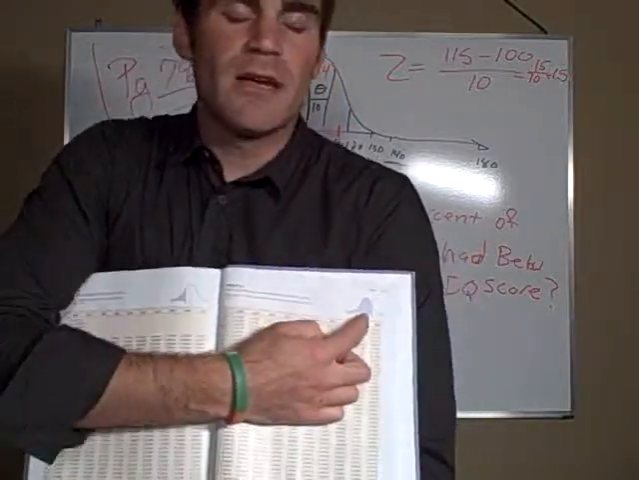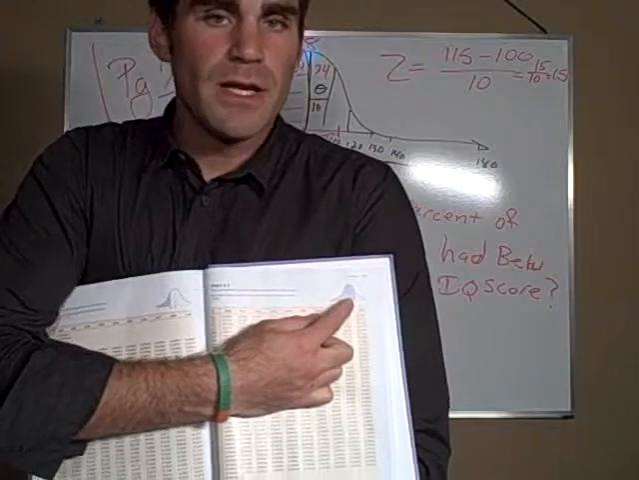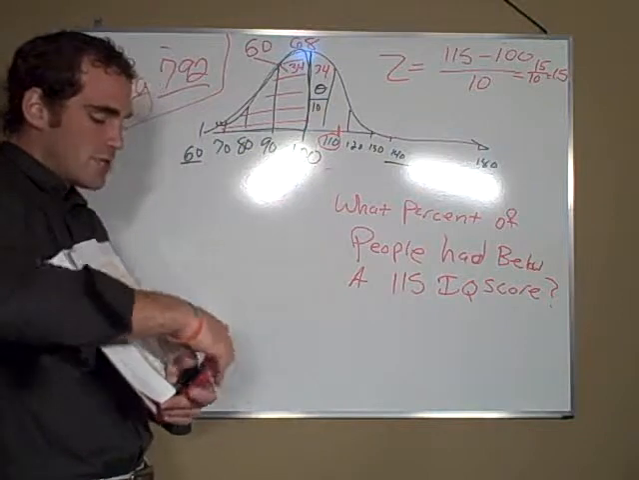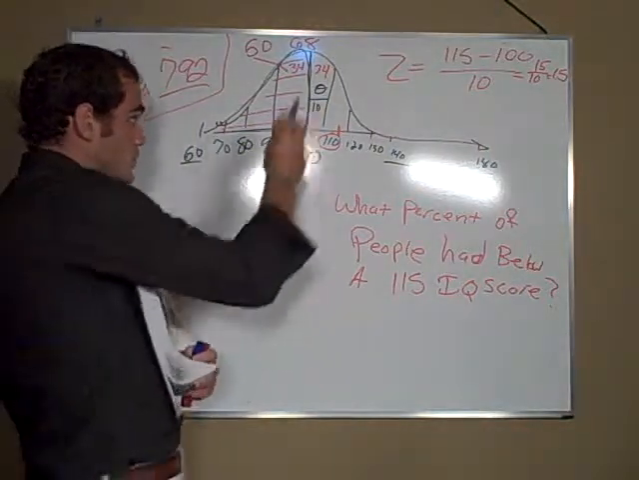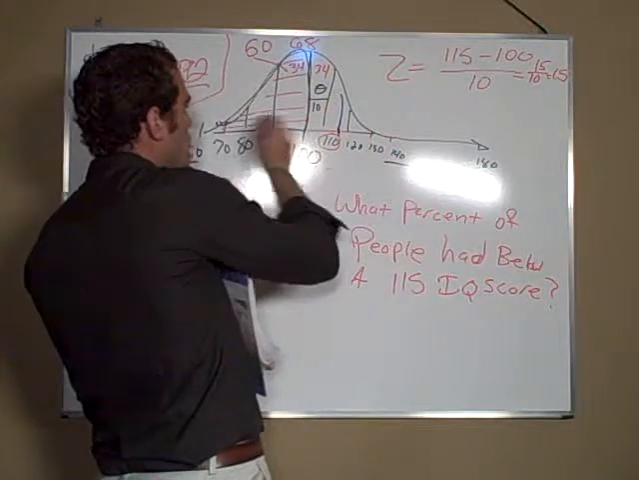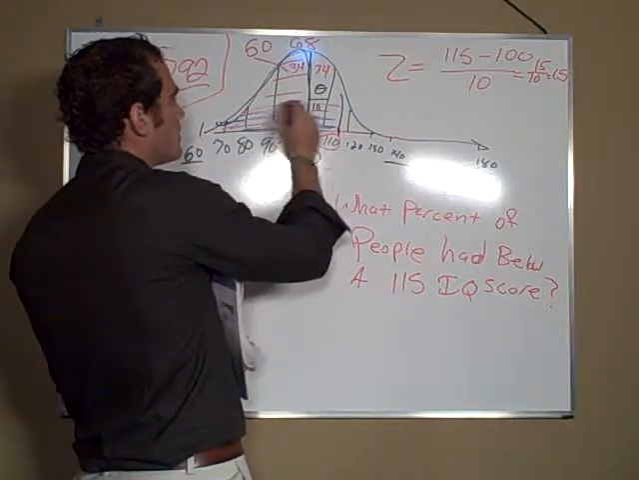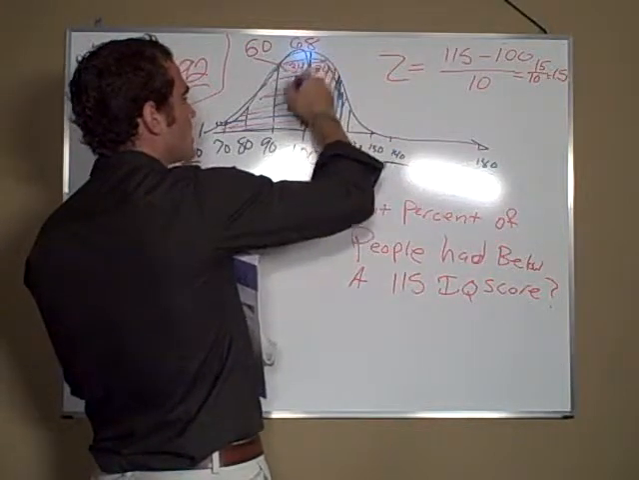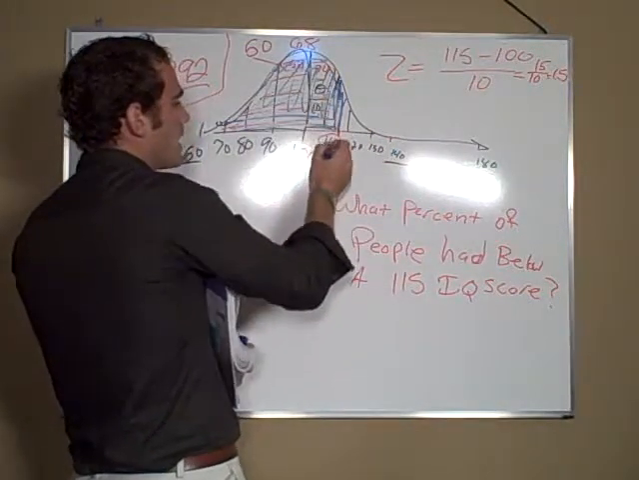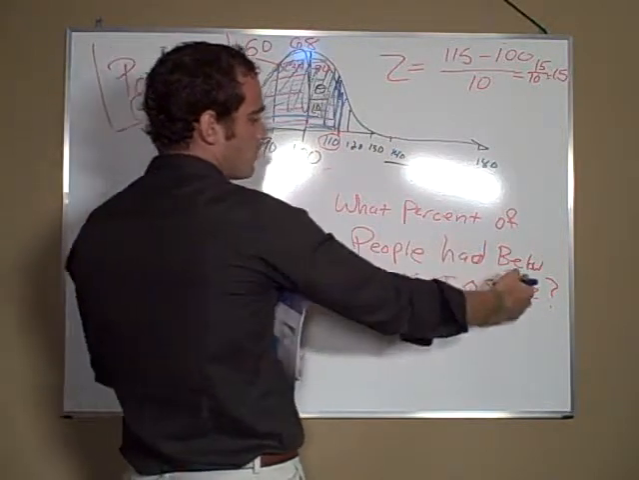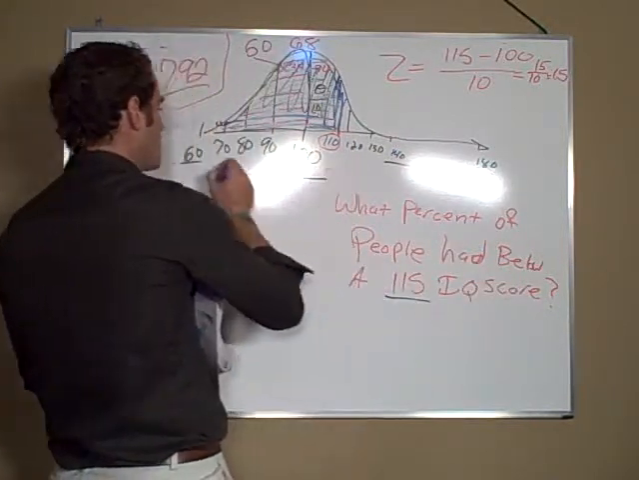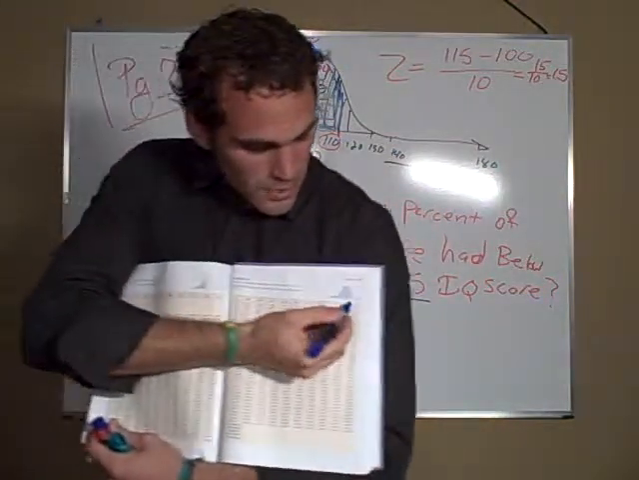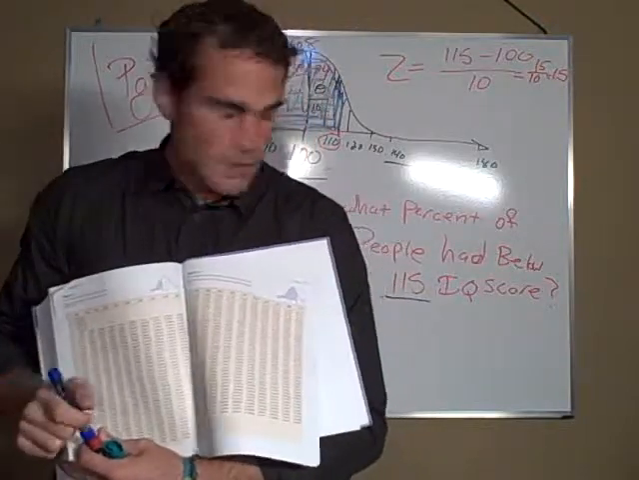You can see the shading of the normal curve. Look at the blue in the upper left-hand corner. As you see, it's shaded blue, which I'll bring my blue pen to show you that it represents the amount of the normal curve, or the amount of our population which is less than our observation. And that's what we're looking for, the percent of people below a 115. Notice it's shading to the left.